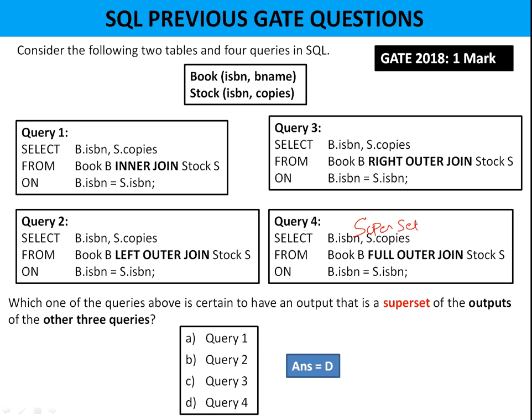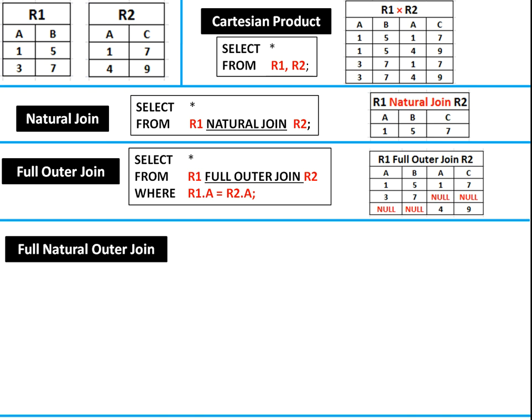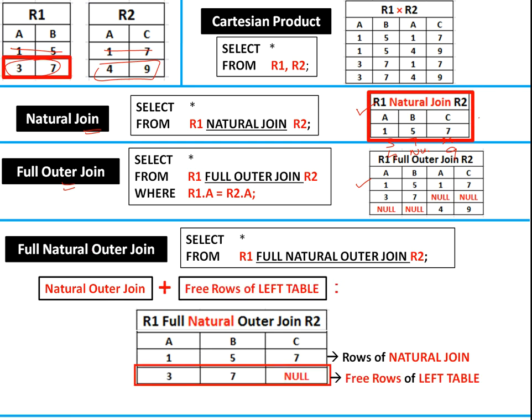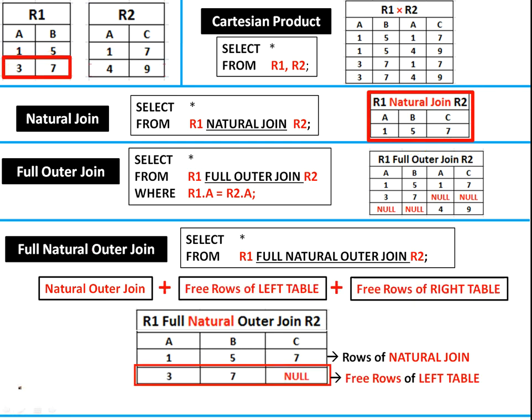You know natural join. Before the next question, I want you to repeat again. You know natural join, you know full outer join. What is full natural outer join? It is natural join plus free rows of the left table. This is participated, this is participated. Free rows of the left table, that is 3, 7, and the other one is null. Free rows of the right table, that is 4 and 9, the other one is null. That's it. Free rows of left table plus free rows of right table. The same question they have asked.